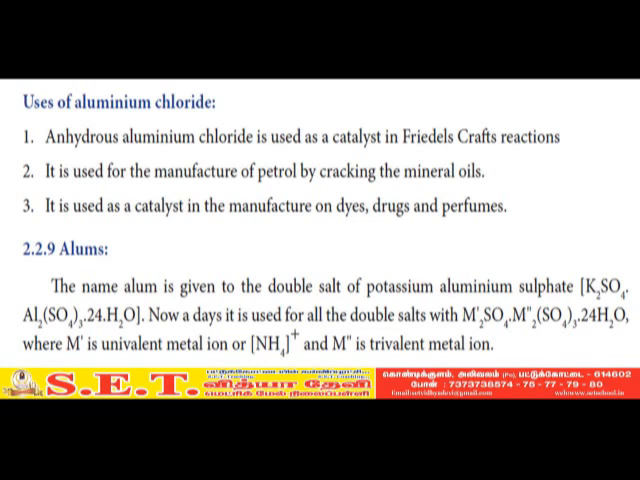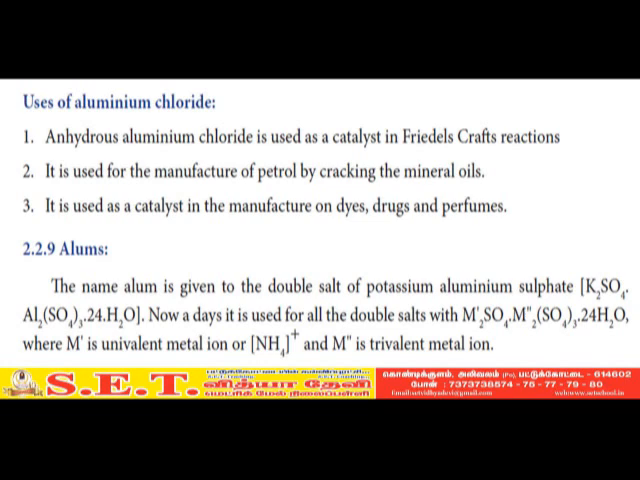So next one, alum. Alum is a chemical substance. The name alum is given to a double salt. The double salt contains potassium, aluminum and sulfate. I am telling you, alum is a name given to the double salt. Its molecular formula is K2SO4.Al2(SO4)3.24H2O. That is alum. Nowadays, the name alum is used for all such double salts.